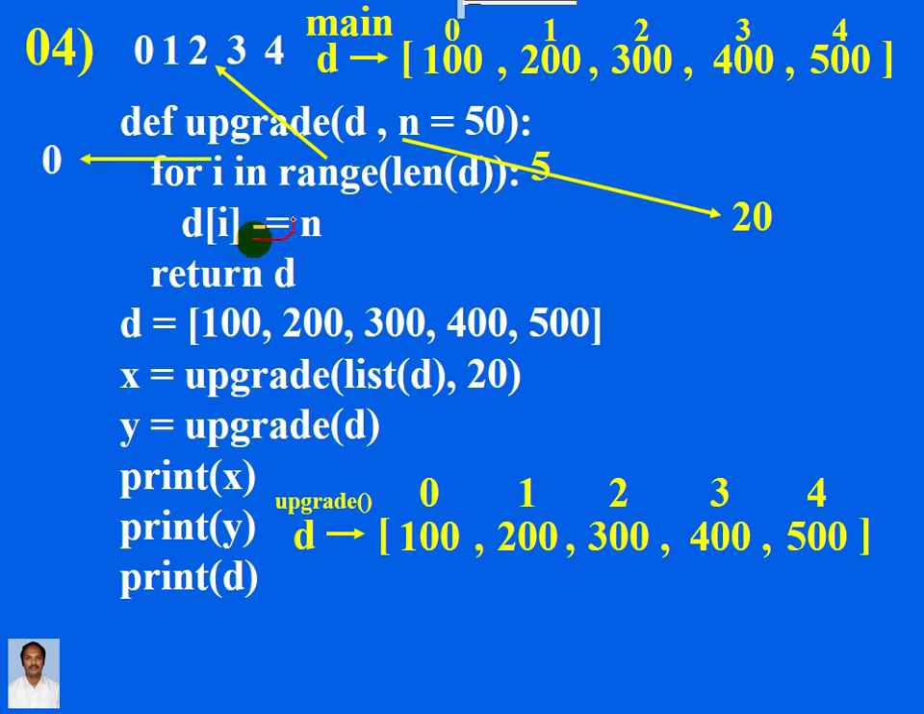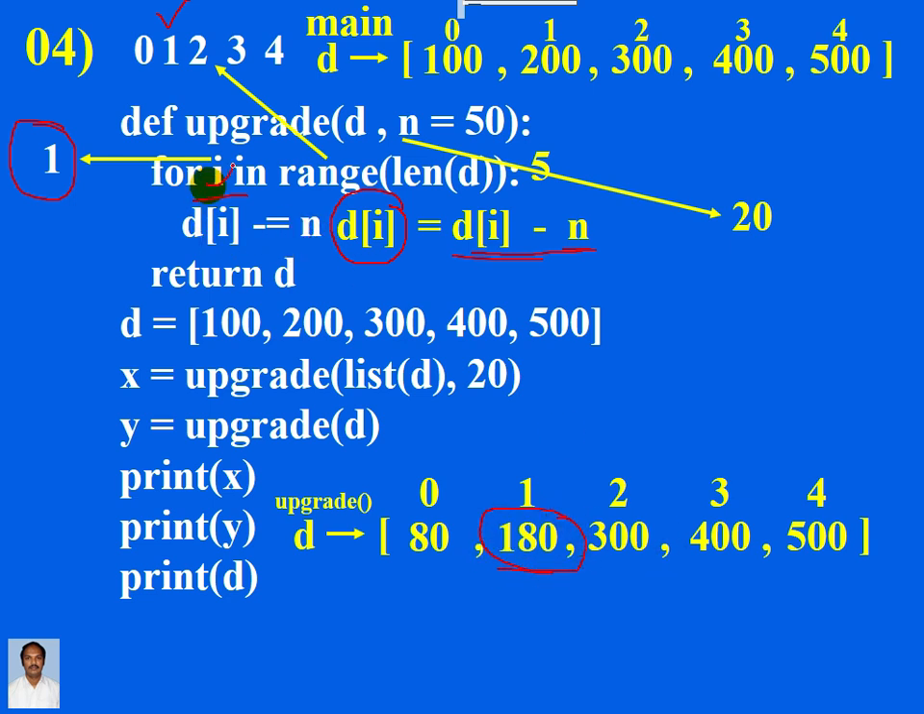Now this is short form. The expanded form is this. So i is 0. d of 0 is 100. 100 minus n. Here n is 20. So 100 minus 20, 80. That is assigned to d of 0. So this d of 0 becomes 80. Again, i takes the next value in the range, that is 1. So your i becomes 1. Again, d of 1, that is 200 minus n, 20. 200 minus 20, 180. That is assigned to d of 1. So here d of 1 becomes 180.